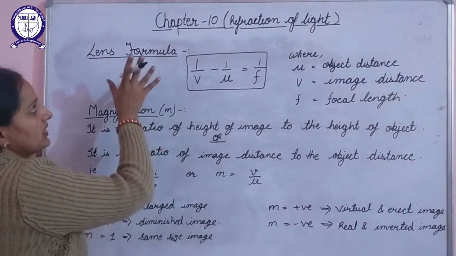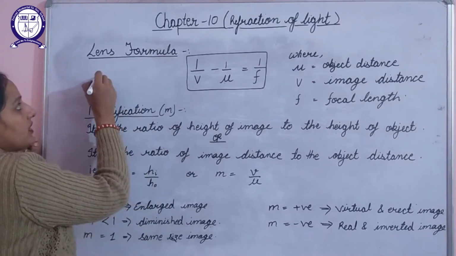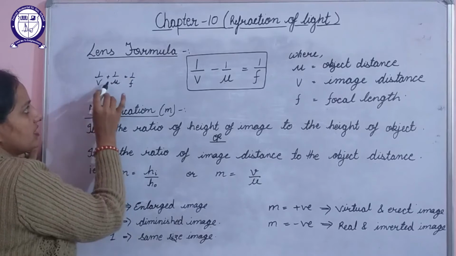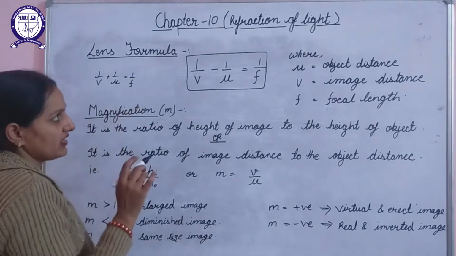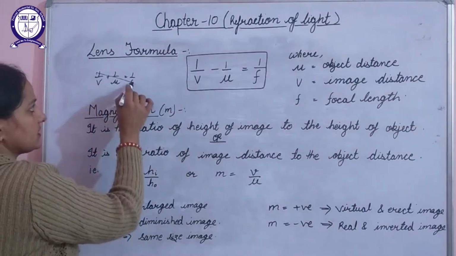The difference between lens formula and mirror formula is that in case of mirror formula, it was a plus sign. That is 1 by V plus 1 by U is equal to 1 by F. But in a lens formula, here it is a negative instead of a positive sign.